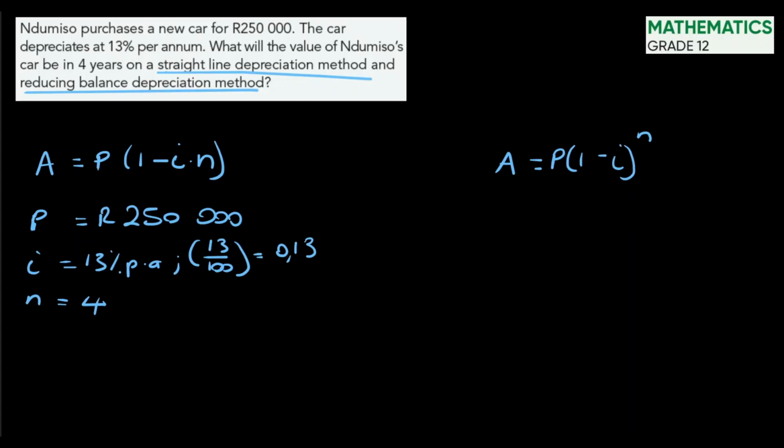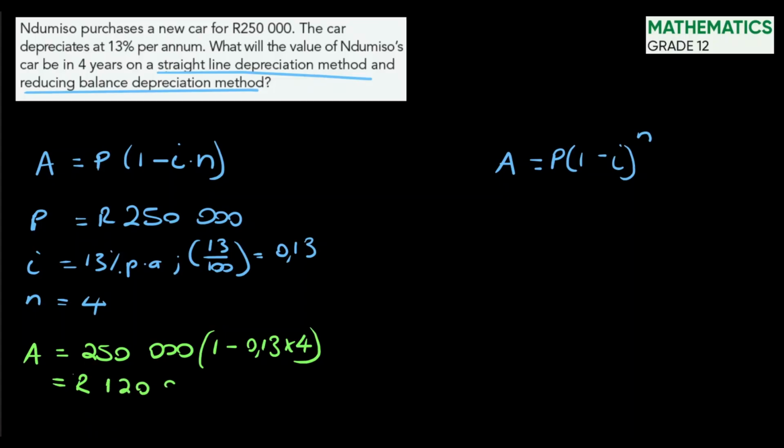So let's substitute all this information into the straight line depreciation and calculate how much it will depreciate by. It will be $250,000 times (1 minus 0.13 times 4 years). So if we plug everything into the calculator, 250,000, open brackets 1 minus 0.13 times 4, we get $120,000. It depreciated by more than half of its value.